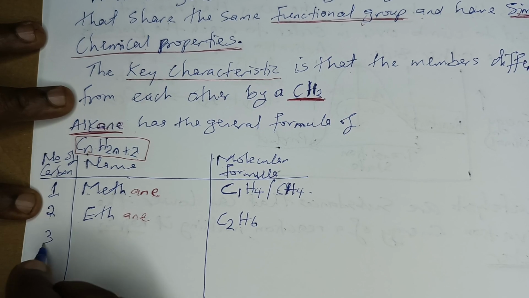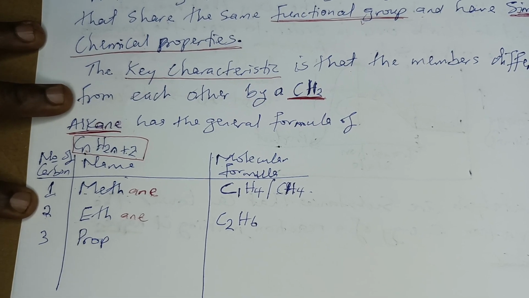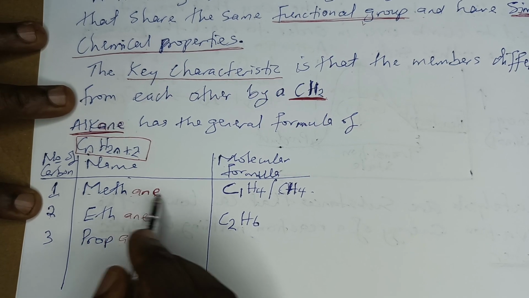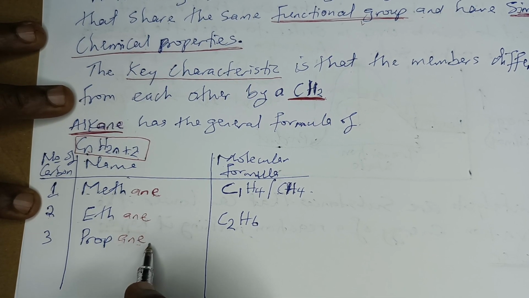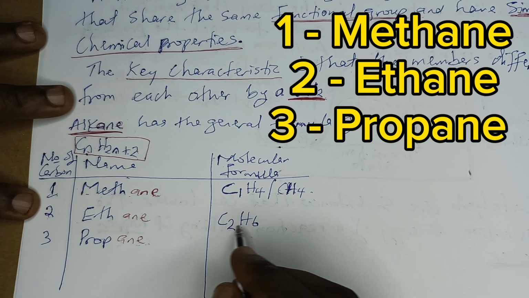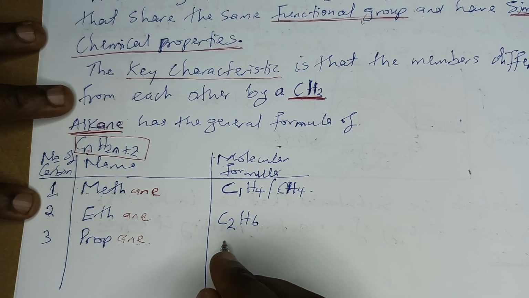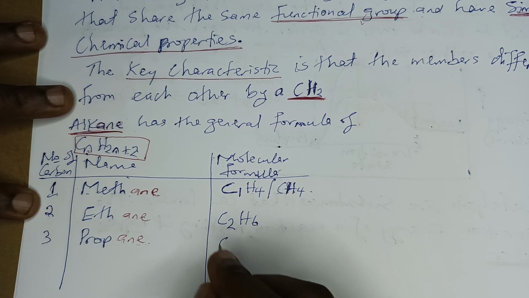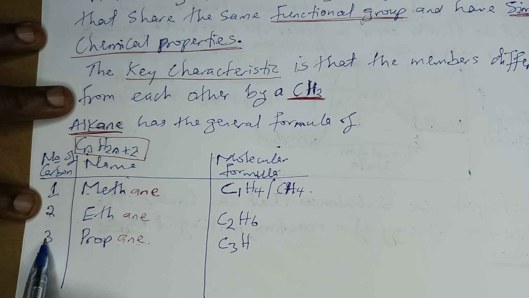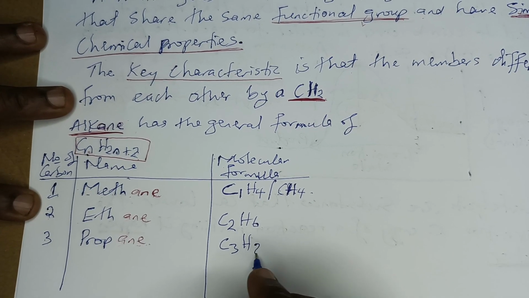Now, let's go to the third one. The third one is propane. You can see they have a similar ANE. Now, we have C2H6 here, and this one is 3. Here it will be substituted as 3. That will be C3. Since this is 3, 2 times 3 is 6, plus 2 is 8.